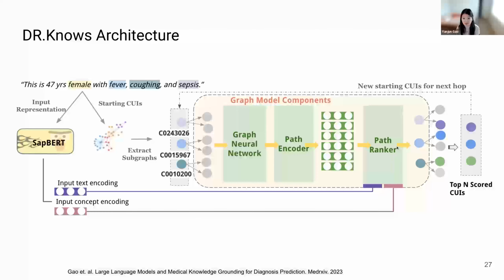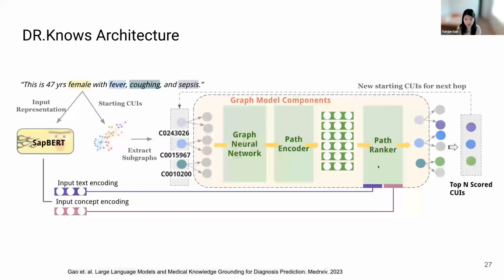So once we finalize the path ranker and assign scores to different paths, we're able to pull out the top N. Here it can be top six or top eight, depending on the average number of diagnoses in your data set. For example, here we pull out the top three concepts. These concepts are the first hop neighbors that we're going to start performing the next hop on. So these three concepts will become the new starting CUIs for the next round and go through the same process again.